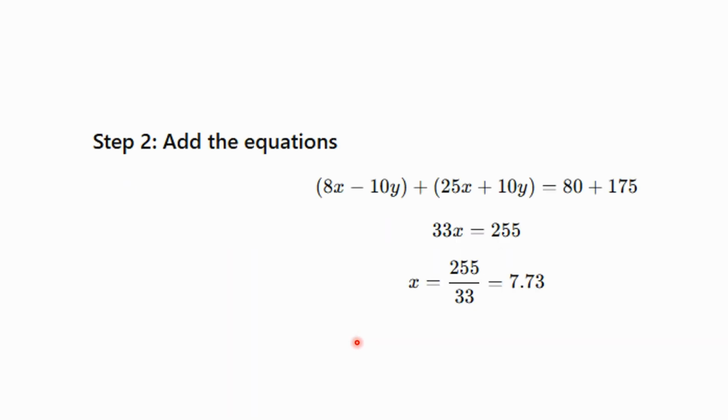All right? Now, the next step is to add the equations together. You can add them up, and what that's going to do is basically cancel out. You've got minus 10y and plus 10y. Those cancel each other out, leaving you with just 33x equals 255. So you add the two equations together, and it quickly gives you x equals 7.73. I find this way sometimes to be a lot easier than just doing the substitution like I did the first time.